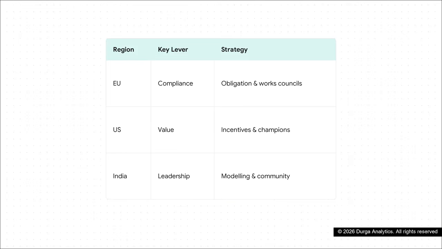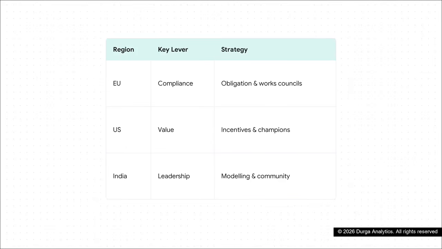Now, this table synthesizes something super important: how adoption strategies must adapt to regional realities across a global enterprise. Change management is not one size fits all. In the European Union, compliance is a massive, highly legitimate lever. Regulatory obligations and coordinating deeply with works councils will heavily shape your approach there, and training is often a strict compliance requirement. Now, flip over to the United States, and it's heavily driven by value and recognition. You need really strong incentive alignment and visible champions networks to drive adoption stateside.